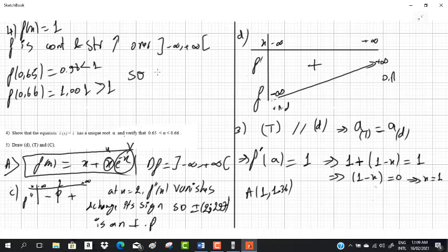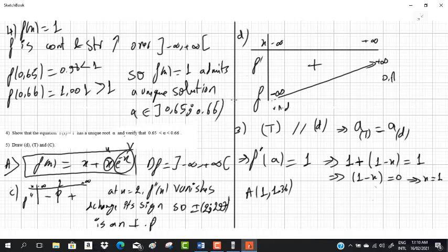So by using the intermediate value theorem, f of x equal 1 admits a unique solution alpha, with alpha between 0.65 and 0.66. We could have solved it from this interval by setting f of x minus 1 equal to 0 and comparing with 0, not with 1. Finally, part 5: draw D and T.